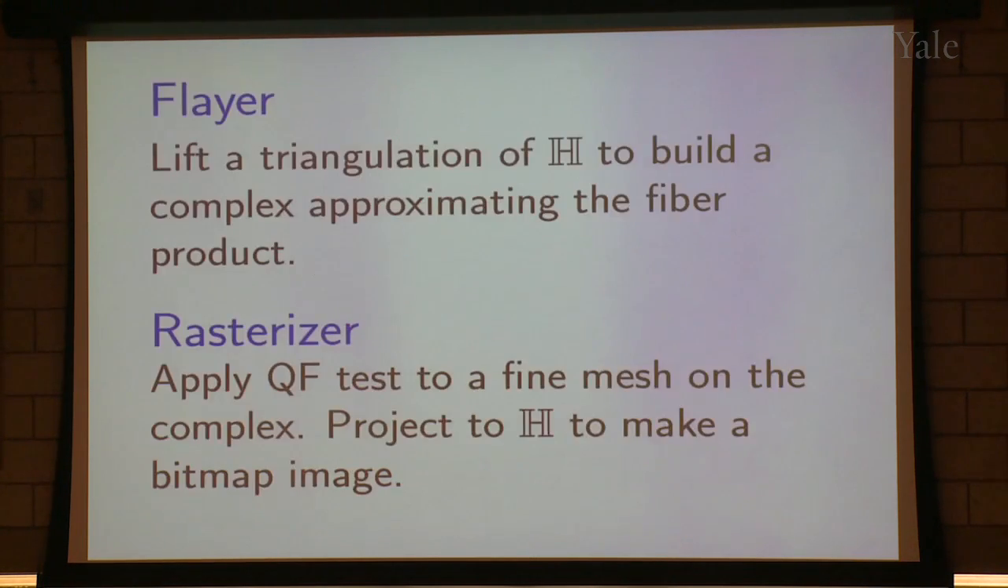Those 2 steps are implemented in 2 different programs. The first one we call the flayer, for fiber product layers. It constructs a surface that lives in a bunch of layers like a branch cover over Teichmueller space. The second one uses the output of that, runs that quasi-Fuchsian test on a fine mesh, and rasterizes it. It produces a bitmap image. So what I'm going to do now is demonstrate this first program.